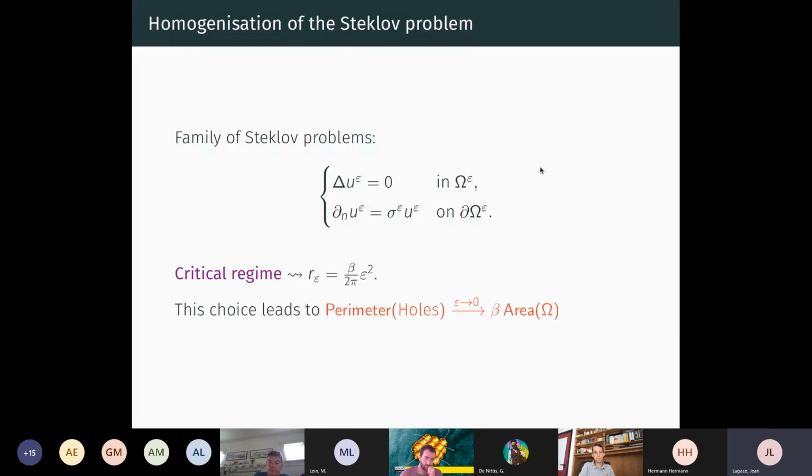And here I will have a so-called critical regime where the radius of the disks will be about beta over 2 pi epsilon squared. And this choice leads to the fact that the perimeter of the holes converges as epsilon goes to 0 to beta. Beta is just a real number times the area of omega.